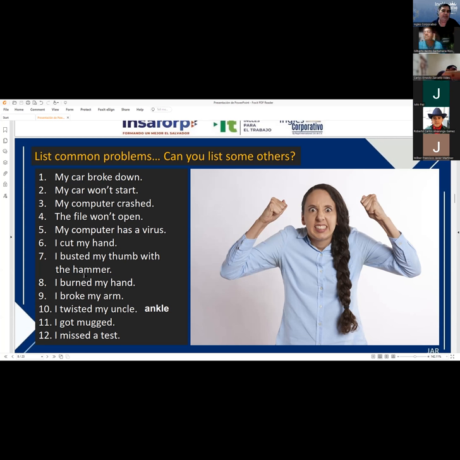Do you have any questions about the problems listed here? No? Okay. In my case, my car won't start. Sometimes it happens. Yeah. Okay. What other problems can you list?